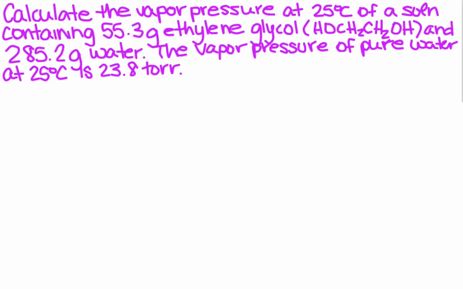We want to calculate the vapor pressure at 25 degrees Celsius of a solution containing 55.3 grams of ethylene glycol, for which the formula is provided, and 285.2 grams of water. It also gives us that the vapor pressure of pure water at 25 degrees C is 23.8 torr. So now how are we going to start this problem?